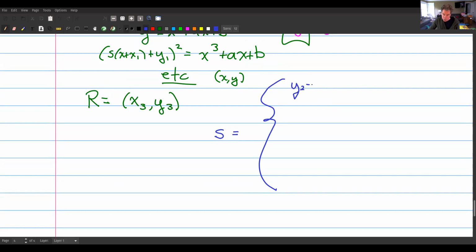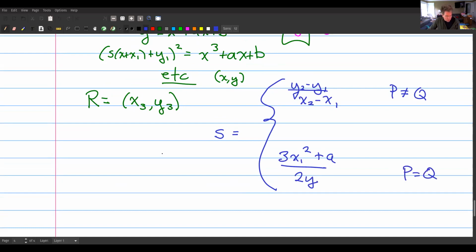This is y2 minus y1 divided by x2 minus x1 if p is not equal to q. But if p is equal to q, then you have the tangent line. So the slope of the tangent line turns out to be 3 times x1 squared plus a, divided by 2y. This is if p is equal to q.